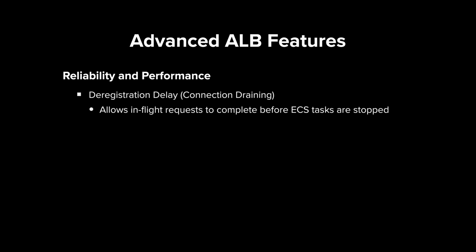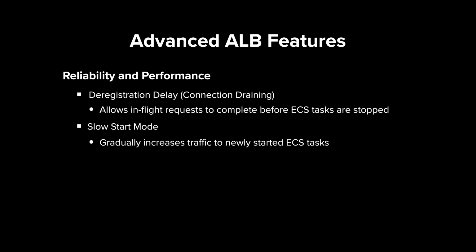Now, let's look at reliability and performance features when using an application load balancer with Amazon ECS. Deregistration delay, also known as connection draining, allows in-flight requests to complete before ECS tasks are stopped or replaced. This is critical for zero-downtime deployments, and we'll cover it in detail as part of the ECS deployment section.